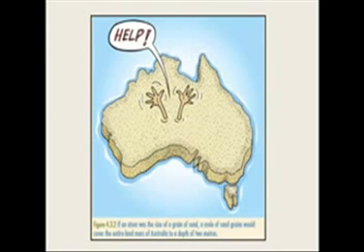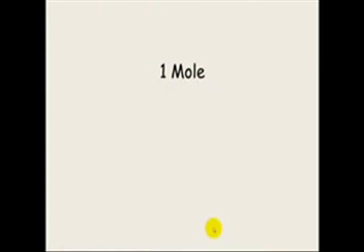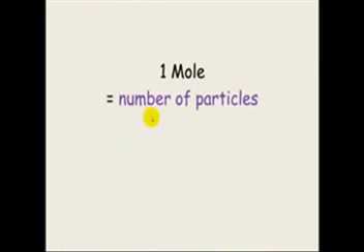So how big is this mole? Well, here's an example: if an atom was the size of a grain of sand, 1 mole of sand grains would cover the entire land mass of Australia to a depth of 2 meters. So it's a lot of particles. 6.02 by 10 to the 23rd. 1 mole equals the number of particles, which is 6.02 by 10 to the 23rd.